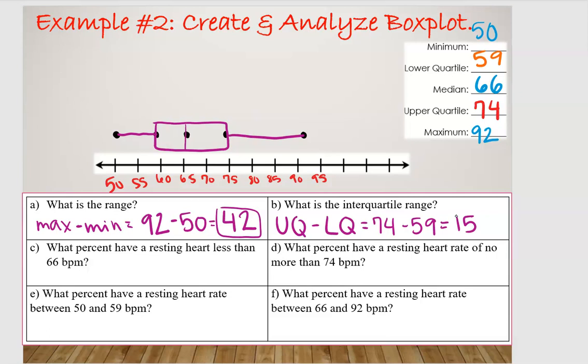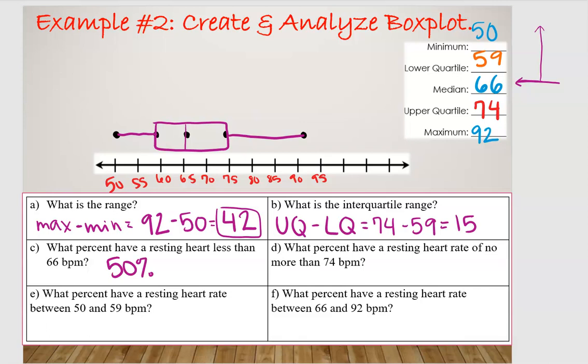What percent have a resting heart rate of less than 66 BPM? So we know that our median is exactly at 66. So what percent of our data is below that? Well, our median cuts our data exactly in half, so anything that's below or above that is going to be exactly 50% of my data.